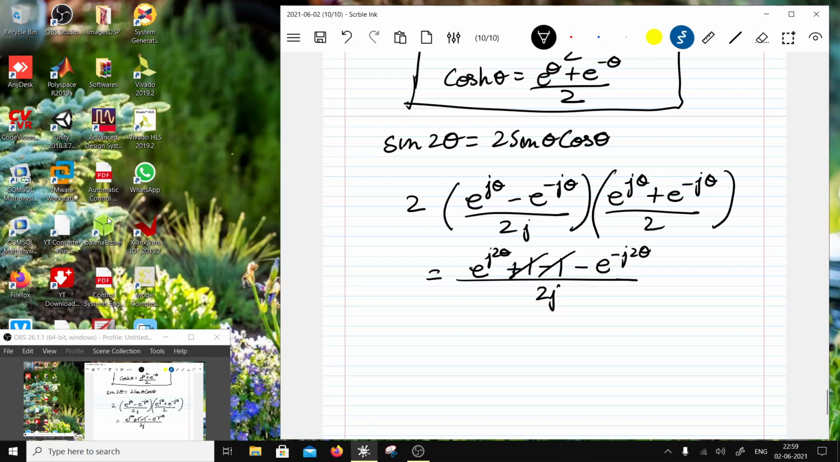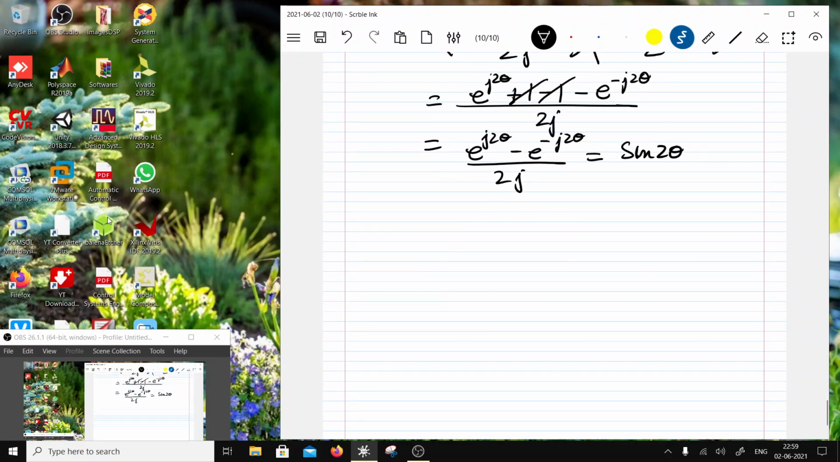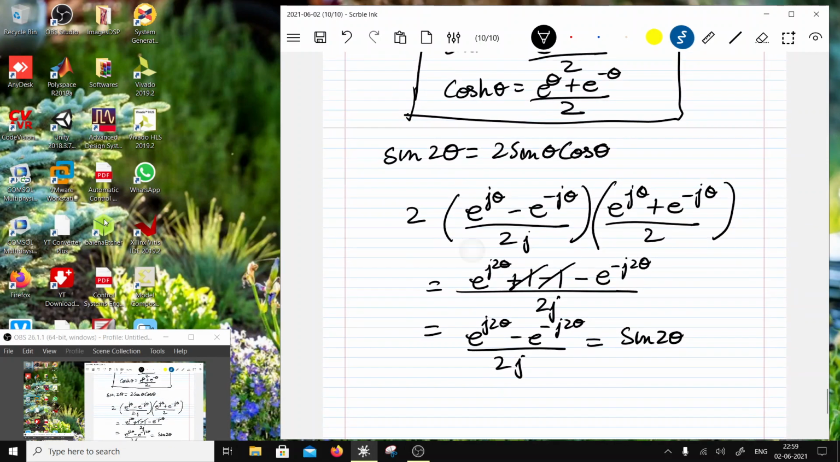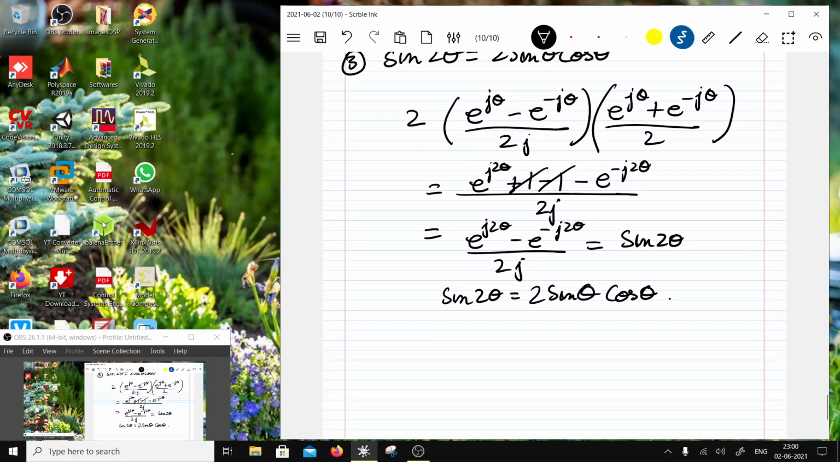So this would be equal to e raised to j twice of theta minus e raised to minus j twice of theta divided by twice of j, which is nothing but sine of 2 theta. So I have proven it. The third thing which I have here is sine 2 theta is equal to 2 sine theta cos theta. Simple. What about cos 2 theta?